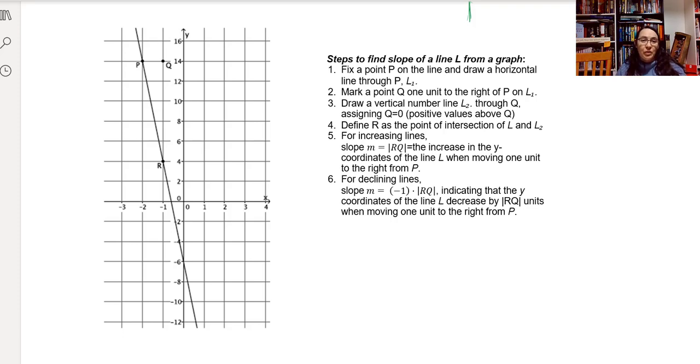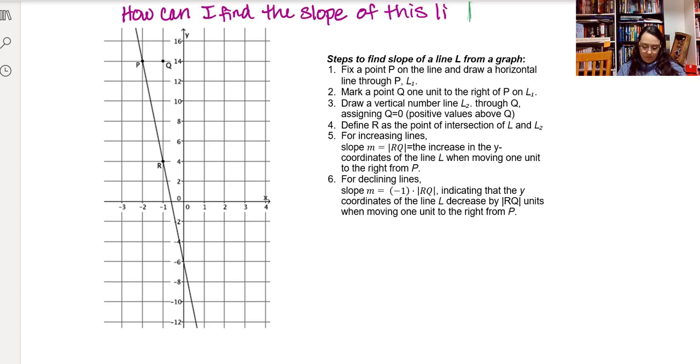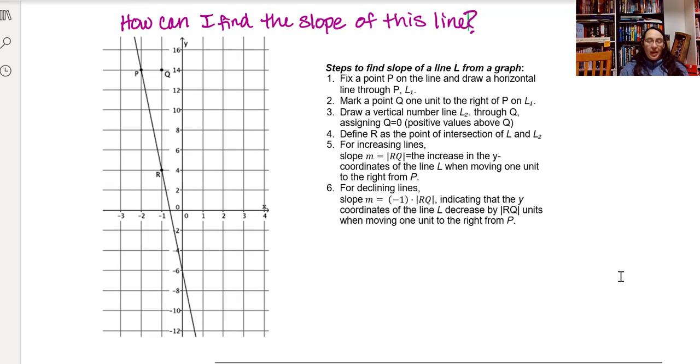This time, let's consider how to find the slope of a line that is declining. Let's see which of the steps we used before will apply in the same way. First, we have our line, and we want to select a point P. So step 1 still works the same way. Here's our point P.